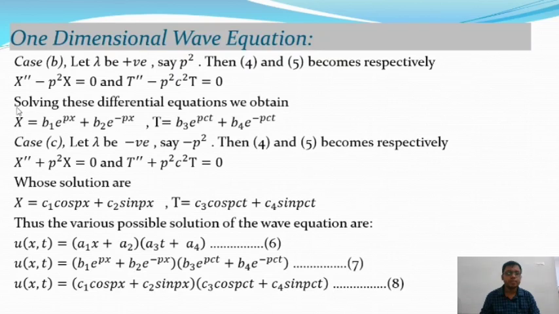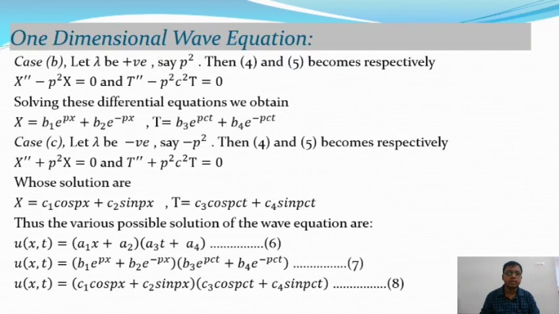The solution of this differential equation is x is equal to b1 e to the power px plus b2 e to the power minus px. The auxiliary equation of the first equation is m square minus p square is equal to 0. Therefore m is equal to plus minus p, so the two roots are real and unequal. So the complementary function is b1 e to the power px plus b2 e to the power minus px, and the particular integral is 0, where the right hand side is 0. So the complementary function is the general solution of x.